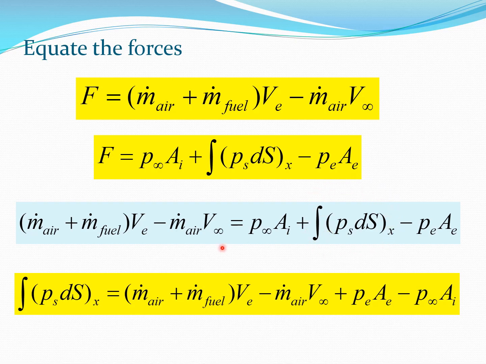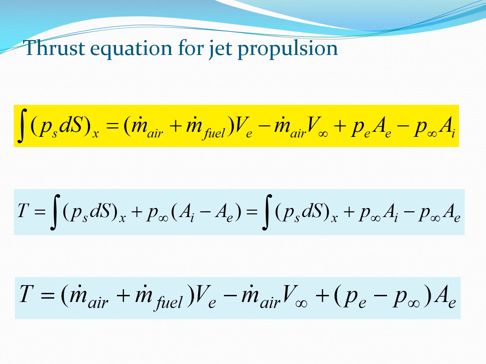So I can rewrite this equation. I can bring this integral to the left hand side, and on the right hand side I have these two momentum terms, and I also have plus P_E A_E minus P infinity A_I. So I have moved these two terms here, and so I get this important equation in yellow. This has given me the equation for the integral of P dS x-component, which I can go back and use in the thrust equation. So this is the equation for this integral.